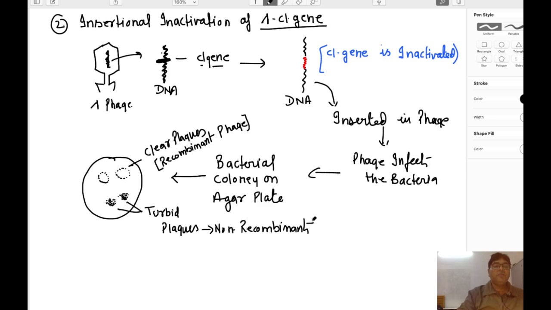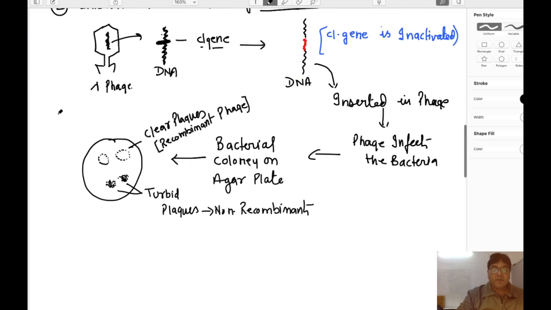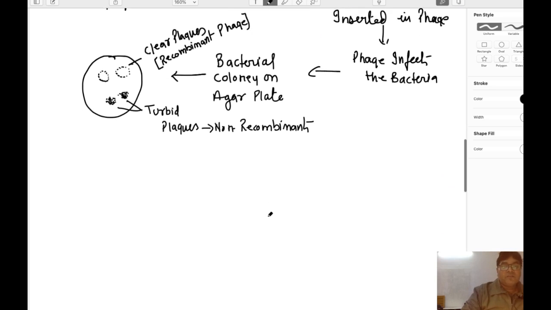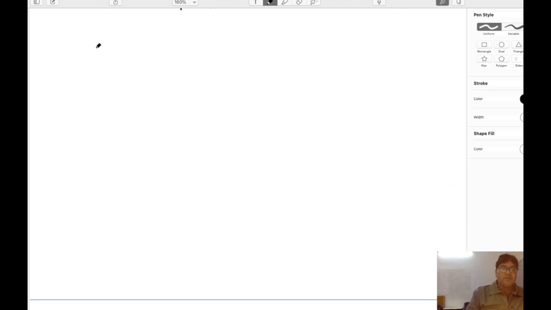So, what is the difference between the first and the second? In the first, we were analyzing the recombinant phages versus the non-recombinant phages by color difference, but here, by analyzing the morphological characteristics, we are identifying the non-recombinants from recombinants. The recombinants show clear plaques, and the turbid plaques show non-recombinant phages. All right. So, these are the two methods which we have discussed here for identification of recombinant phages.